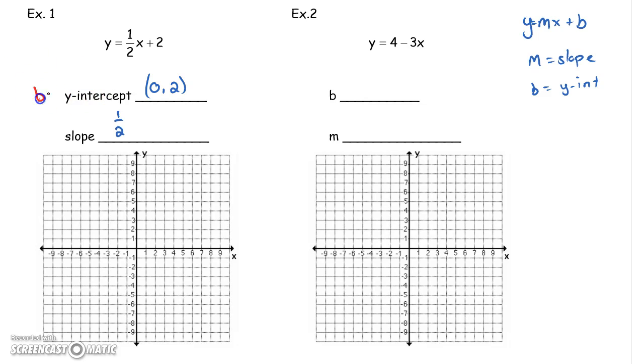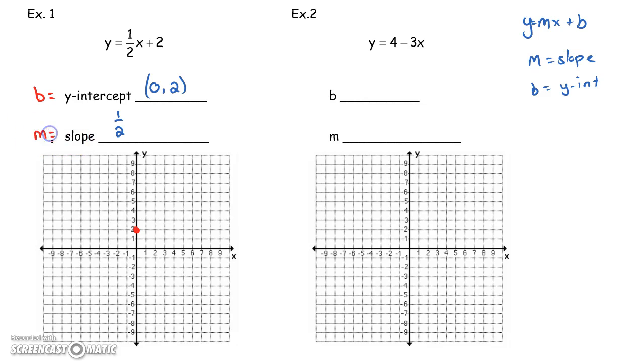Y-intercept is b. It's not what it stands for, but you want to think about b as where you begin. The b is your y-intercept, that's where you begin, so you will always graph your first point on your y-axis. Your y-axis is your vertical axis. This one is crossing at 2.